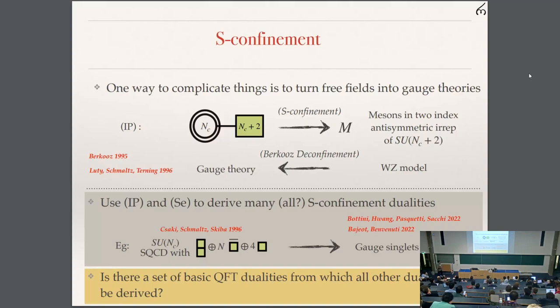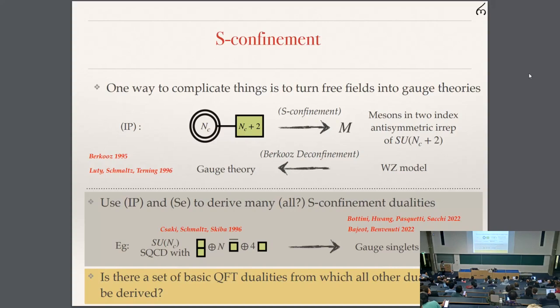And here is an example. This is a weird duality that was conjectured a long time ago by Csaki, Schmaltz, and Skiba. You have weird matter content. It was conjectured that this theory flows to some Wess-Zumino model, and using this type of argument, this duality was proven recently to follow from very basic Intriligator-Pouliot and Seiberg dualities that we have discussed before.